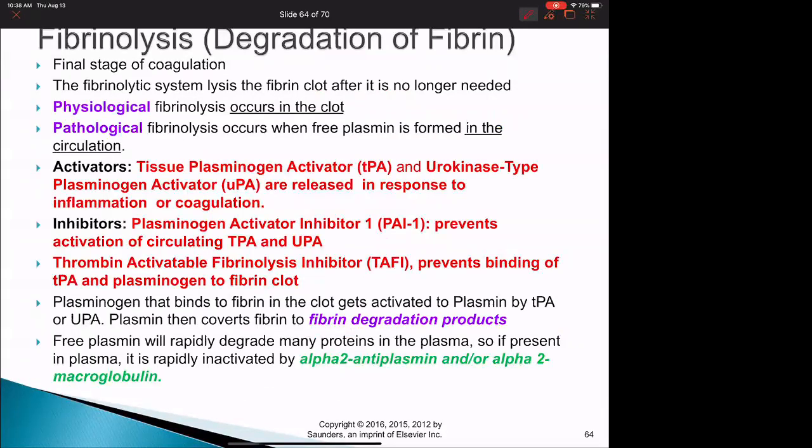So with that said, with your now knowing your regulatory mechanisms, we can move on to fibrinolysis, which means we're breaking down the clot, okay? This is a process that has to be in place to break down the clot because we can't keep those clots. We have to get rid of them, all right? So fibrinolysis is degradation of the fibrin clot. The fibrinolytic system is a way to break down the clot. You want to lyse the fibrin clot after it is no longer needed, okay?